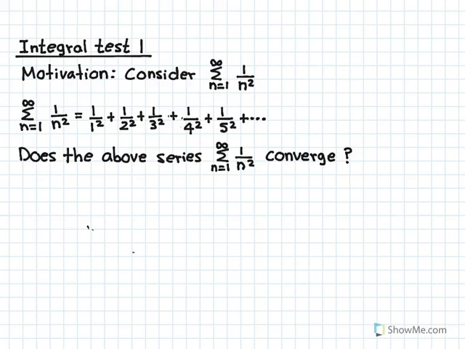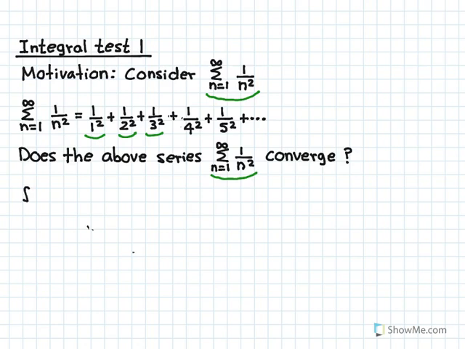In this video, we're going to look at the integral test. Let's look at the motivation. Consider summation n equals 1 to infinity 1 over n squared. Let's expand out this series. Put n equals 1, we get 1 over 1 squared, n equals 2, 1 over 2 squared as a second term, n equals 3, 1 over 3 squared, and so on. The question is, does the above series summation n equals 1 to infinity 1 over n squared converge?